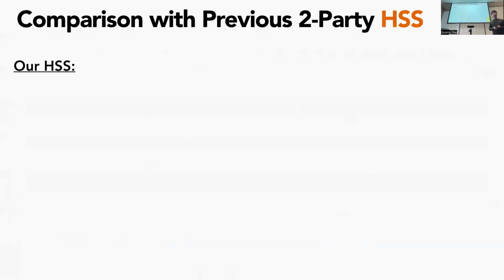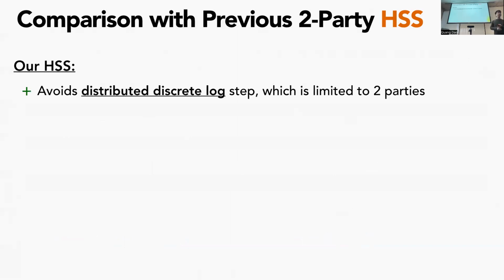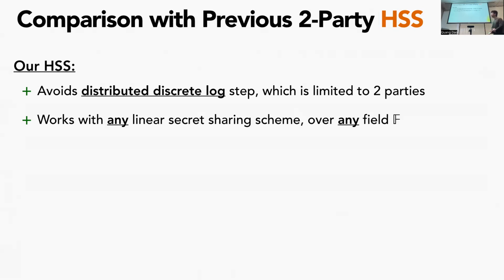So that is our HSS. Let me just point out a few comparisons with prior schemes. Of course, if you don't know about prior schemes, then you basically don't need to know. What I do want to say is that here's how we avoided the prior two-party barrier. This barrier was because of the distributed discrete log procedure, and there's just no way that procedure could work for more than two parties. We completely avoid that, which means our scheme can handle an arbitrary number of parties.